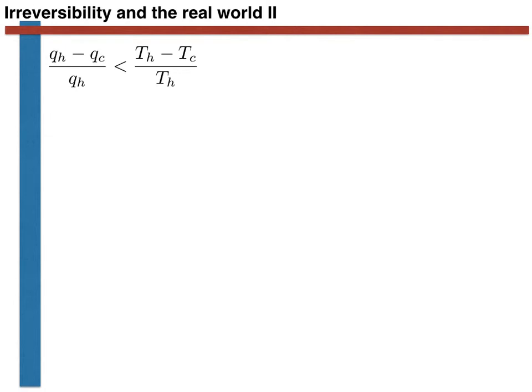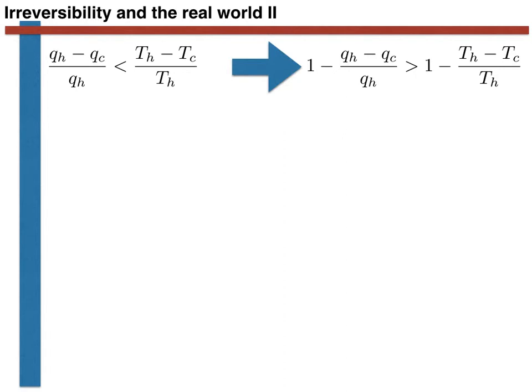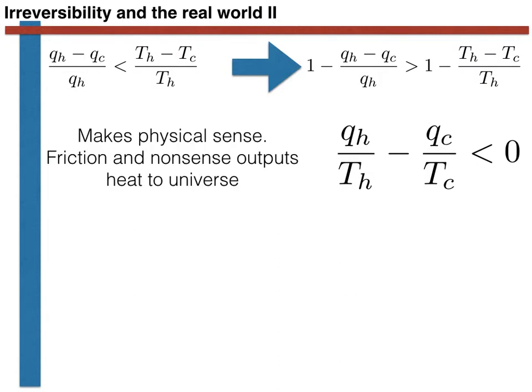I have rewritten the inequality that we arrived at the end of the last slide at the top of this slide, although I've got rid of the prime symbols as they're no longer necessary. A simple manipulation of this equation gives us the following. We can now rearrange this to give us the result shown here. This result makes physical sense. QH over T minus QC over T will be less than 0, suggesting that the engine will output heat to the universe. Friction does indeed cause things to heat up, and so this is consistent with what we would expect based on our experience.